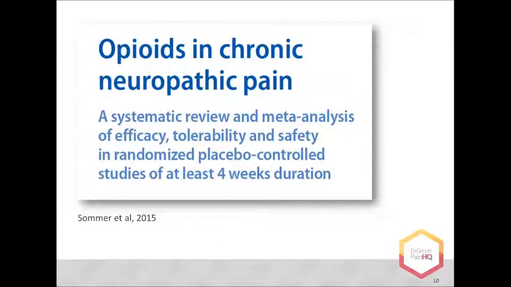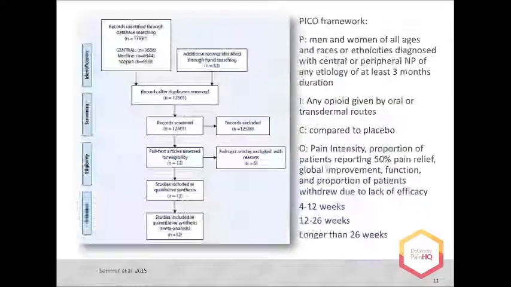So, changing subject here. What is the scientific evidence of opioids for chronic neuropathic pain? I did a systematic review and meta-analysis, and it was published in 2012. This was done for the Canadian guideline, but it's a little bit out of date, and I found a group of people that I know very well. They are very reputable. They work in Germany, and they updated the systematic review specifically for neuropathic pain. So I will summarize for you what they did.